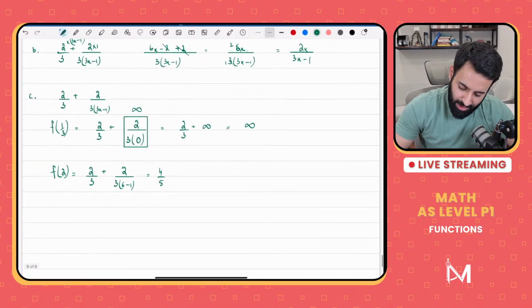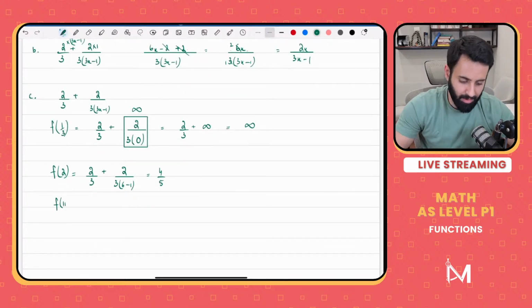And what happens as the values keep on increasing? Let's say I plug in 100. So wherever you've plugged in 2, just plug in 100.